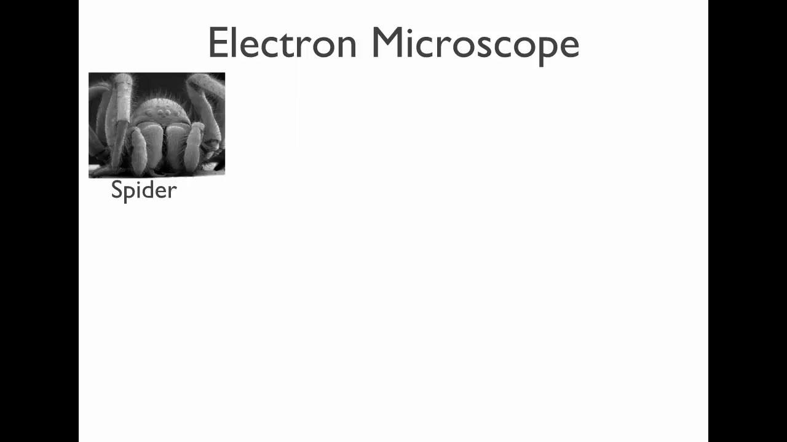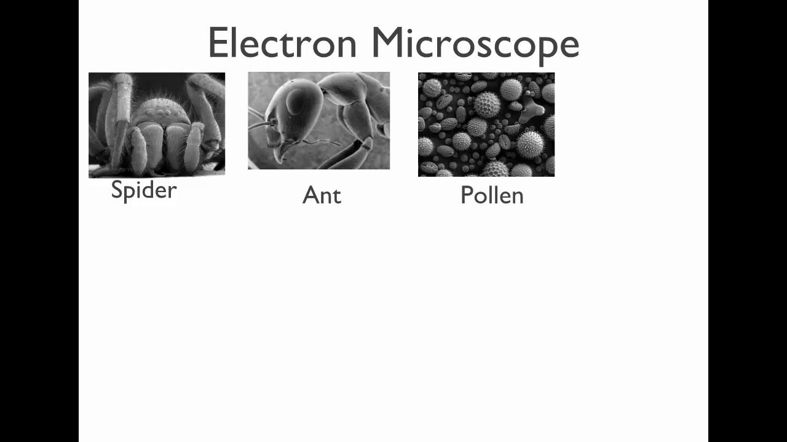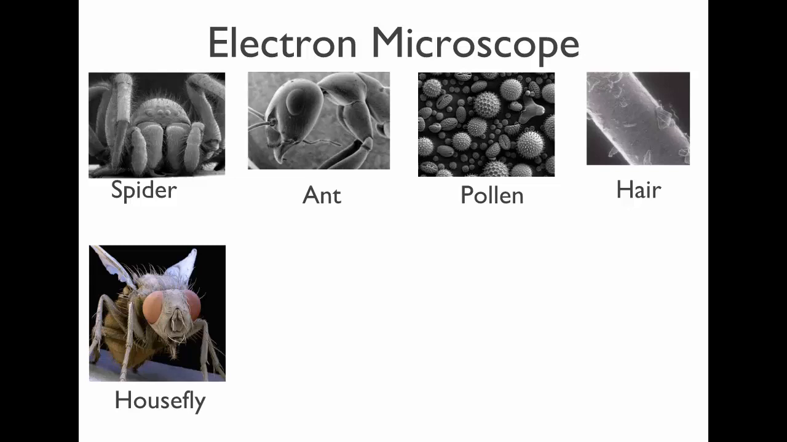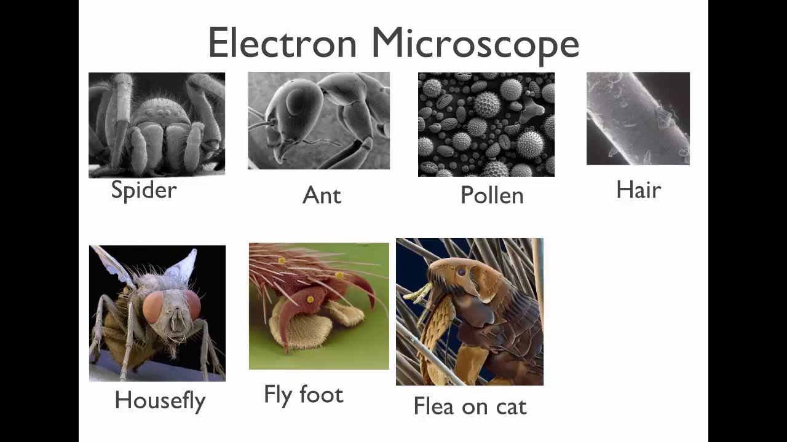Here are some images. Now, usually they're black and white. Sometimes people will color them artificially so you can see different things. That's a spider. It's an ant. This is pollen grains, tiny little grains of pollen, you know, that might inflame your allergies. They're these little spheres with all these prickles on the end. That's one human hair. That's a fly. Again, some of these now have been artificially colored. This is on the foot of a fly, and they have these tiny little hairs on it. That's how they can stand on the wall or stand on the ceiling and just rest there without falling off. This is a flea that's in the fur of a cat.